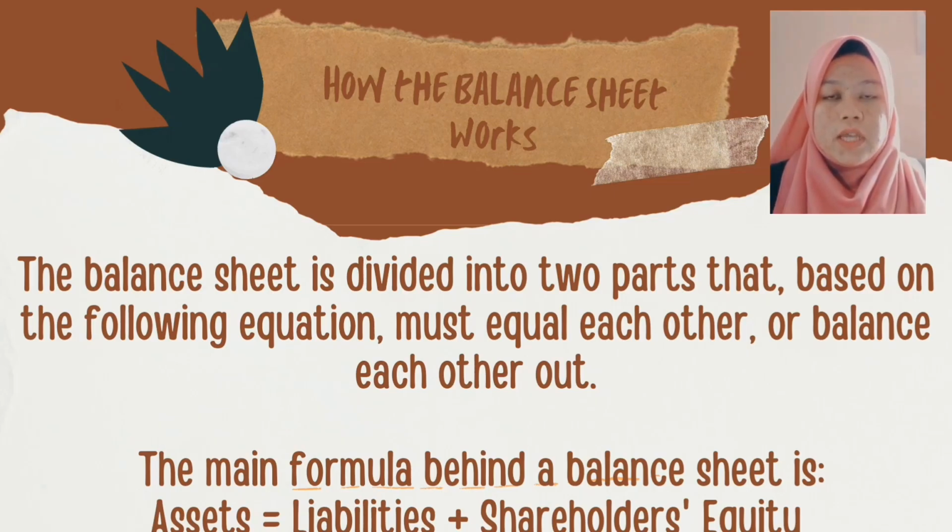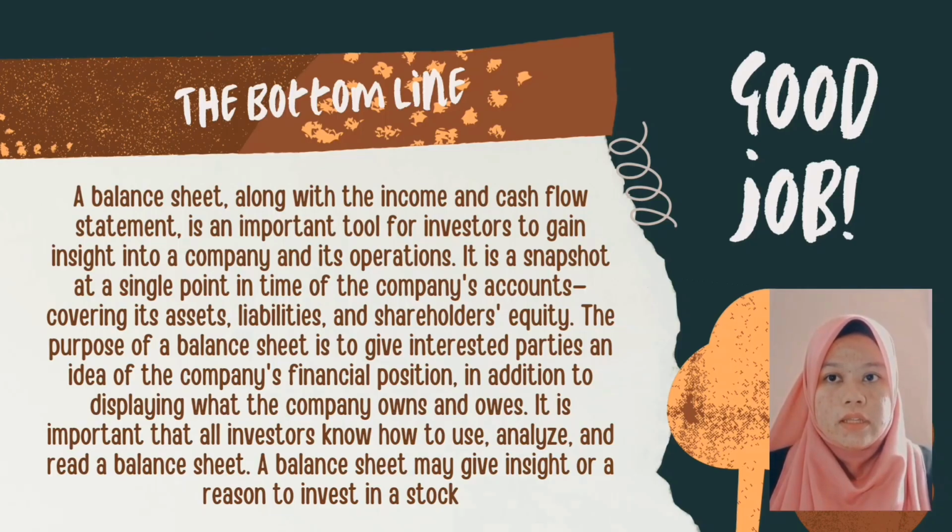How the balance sheet works. The balance sheet is divided into two parts that, based on the following equation, must equal each other or balance out. The main formula behind a balance sheet is assets equal liabilities plus shareholder equity. The bottom line: a balance sheet, along with the income and cash flow statements, is important for investors to gain insight into a company and its operations.